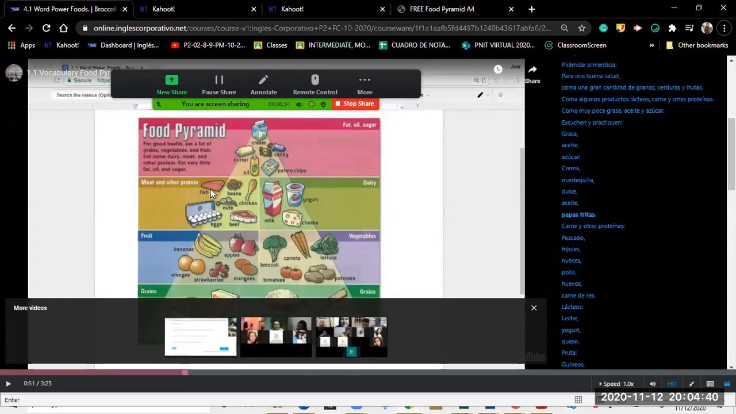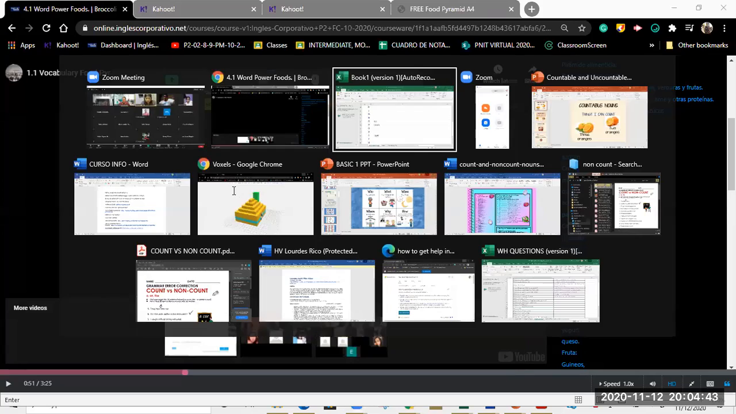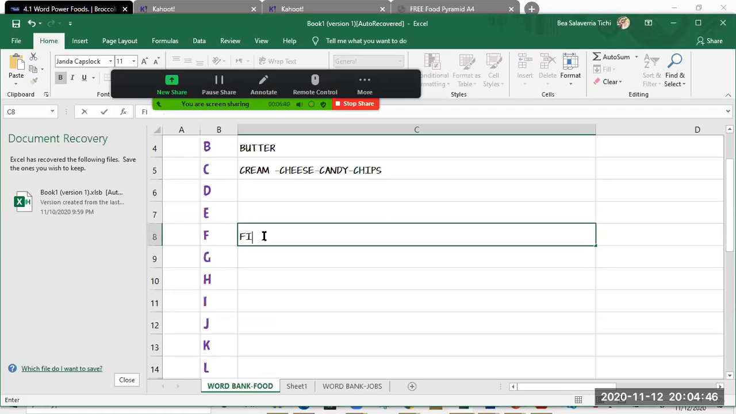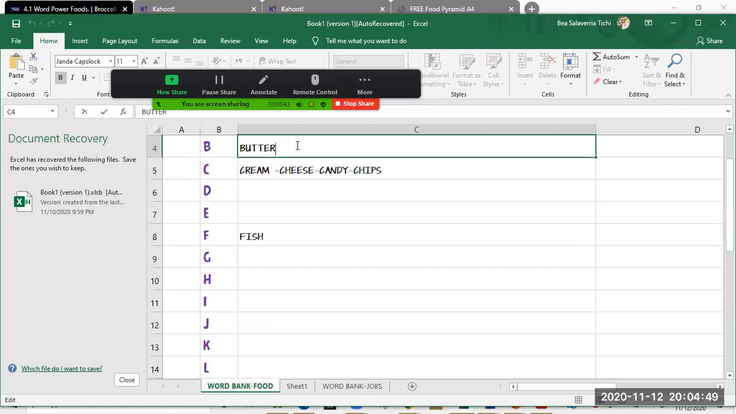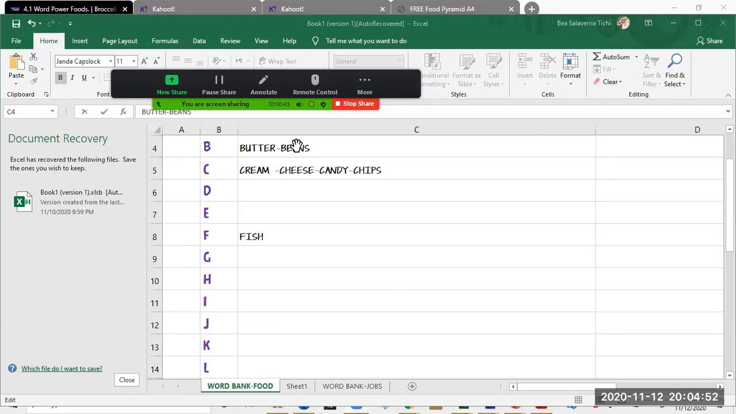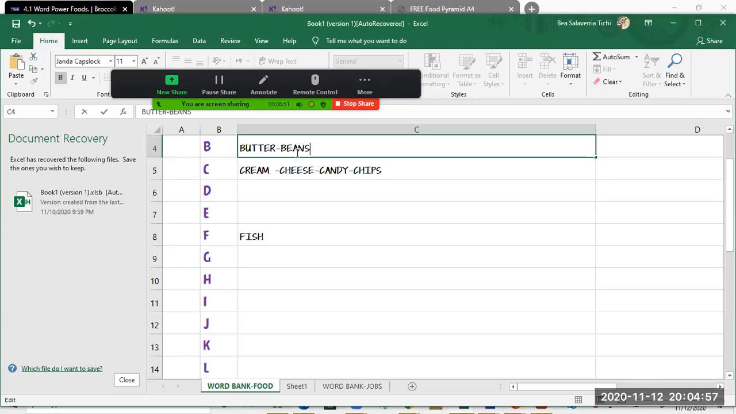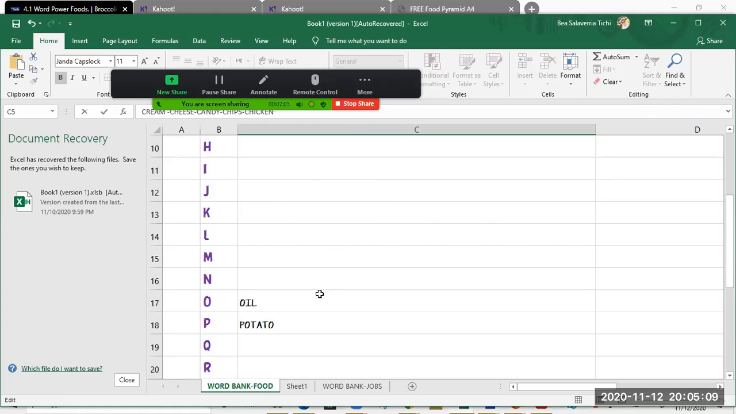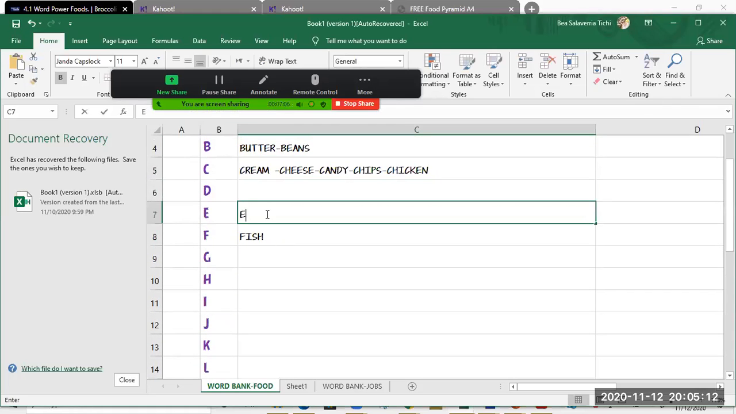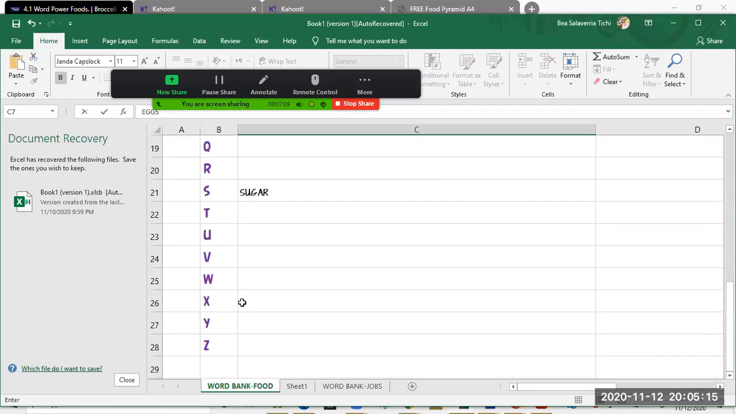Fish, fish. Beans, beans. So we have fish. And then we have beans here also. Okay. And then we have eggs. Chicken, nuts, and eggs. Chicken. Nuts. Eggs. Eggs. Semillas en general, you call them nuts, okay? Nuts.